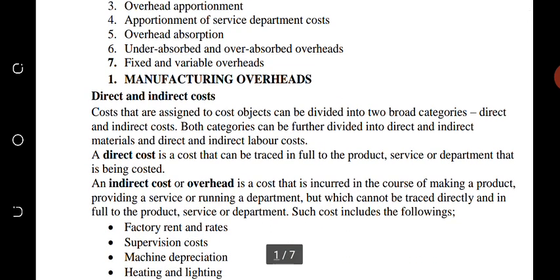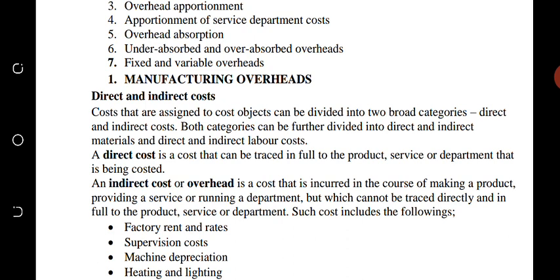So let's look at direct and indirect costs. As I've said before, overhead is a cost or an expense. And when we say direct cost or direct expenses or direct overhead, we are saying manufacturing cost or manufacturing overhead. They are almost the same.